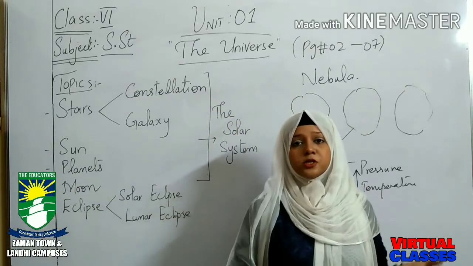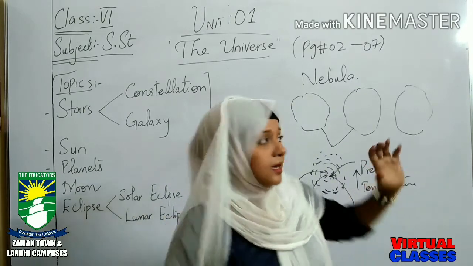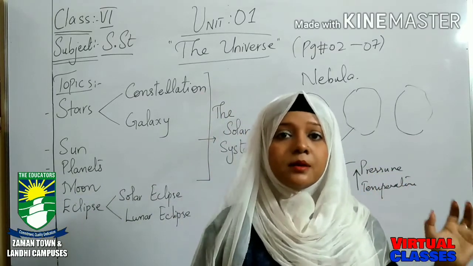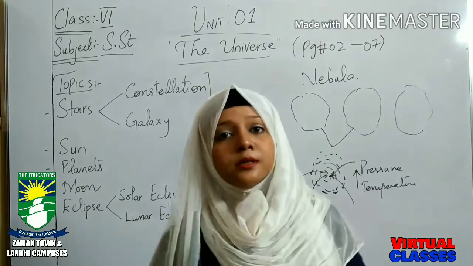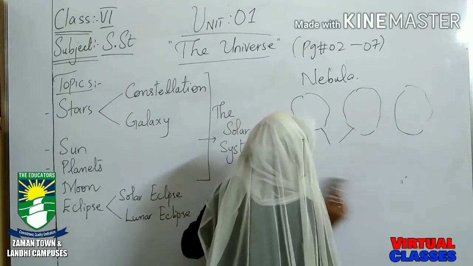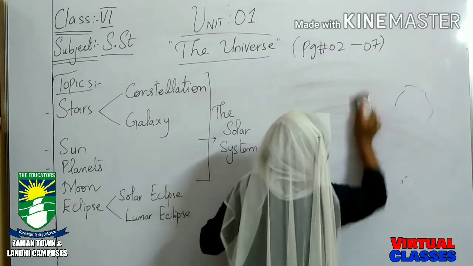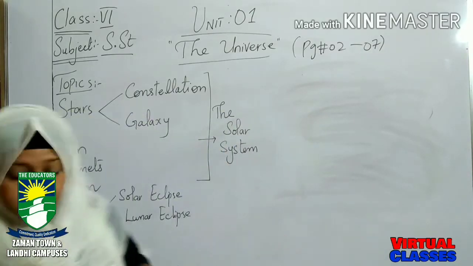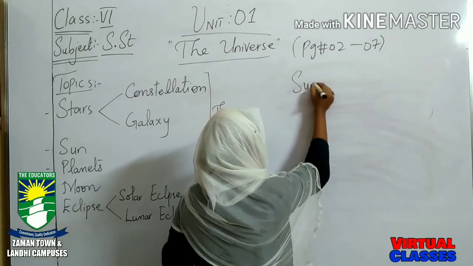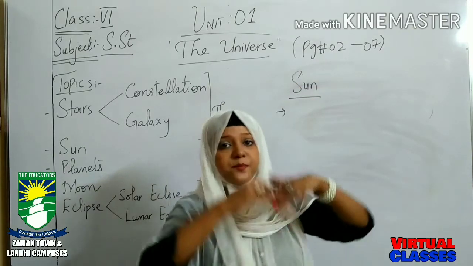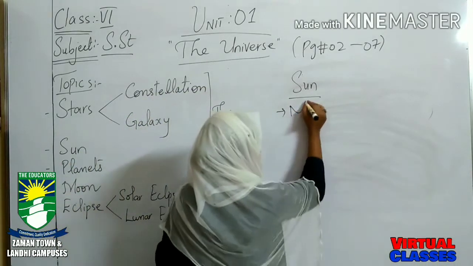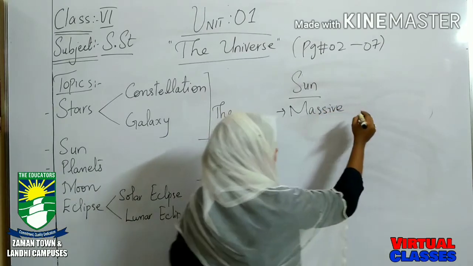It means that its formation is the same. As the stars are formed, the Sun has also been formed in the same manner. But there are some differences in the Sun. How? What are the things which make it different from the other stars? The Sun has massive mass, the biggest star of our galaxy. It has massive mass, meaning the greatest mass.